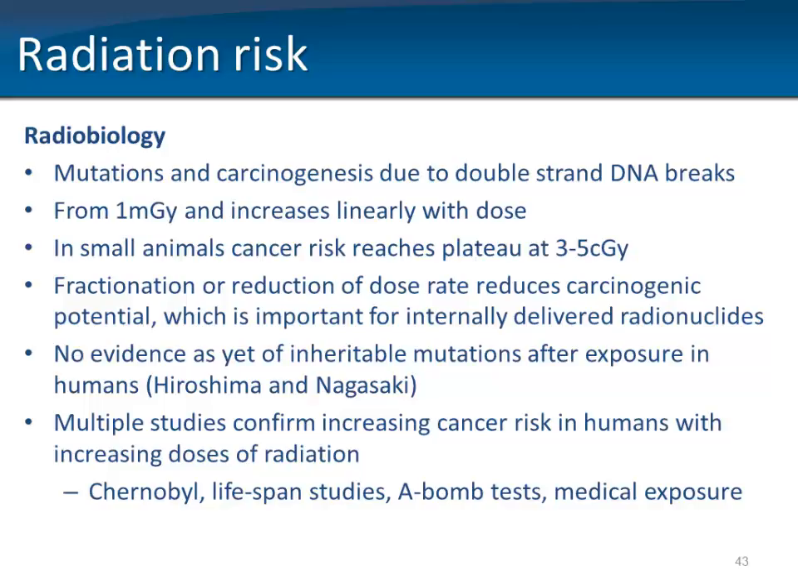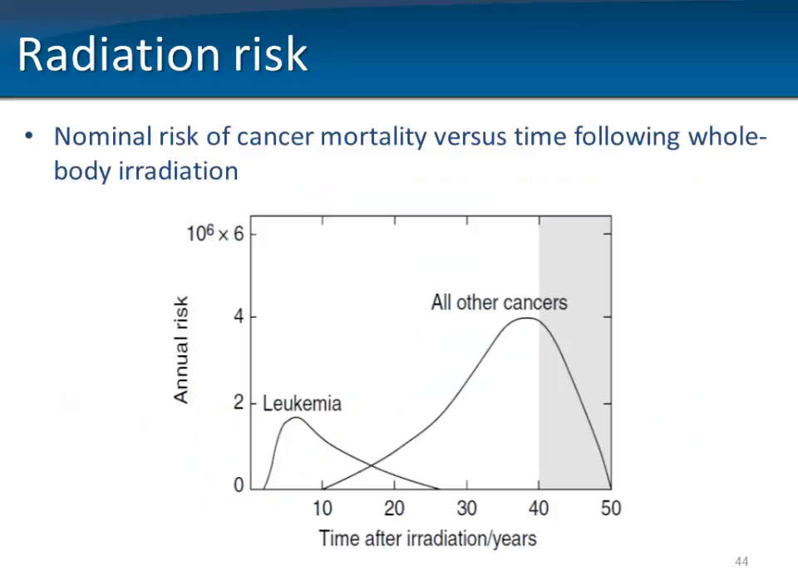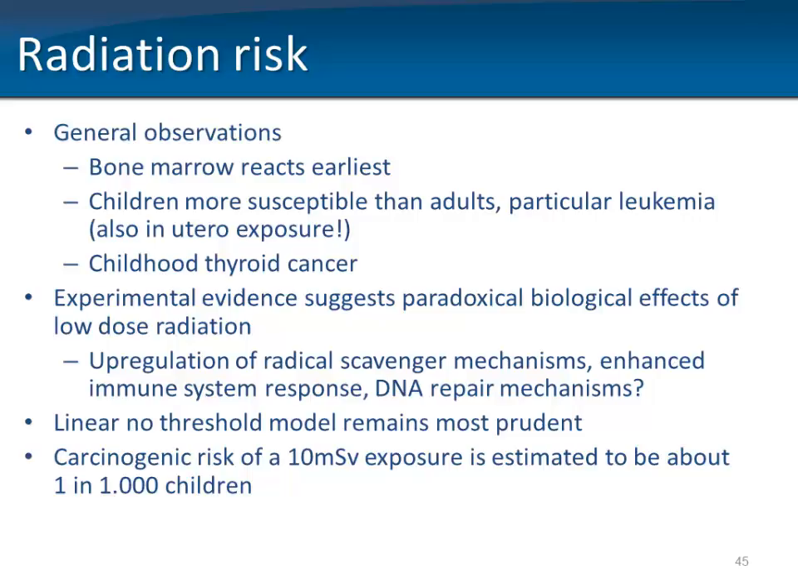Also, multiple studies confirm the increasing cancer risk in humans with increasing doses of radiation, and multiple cohorts have confirmed these findings. What is also interesting is that following a whole body exposure to irradiation, you can see that not all tissues are equal. You can see that the bone marrow tends to react first. You have a peak in leukemia approximately 5 to 10 years after exposure. But then for the solid tumors, the other cancers, it takes up to 30 to 40 years before they become visible.